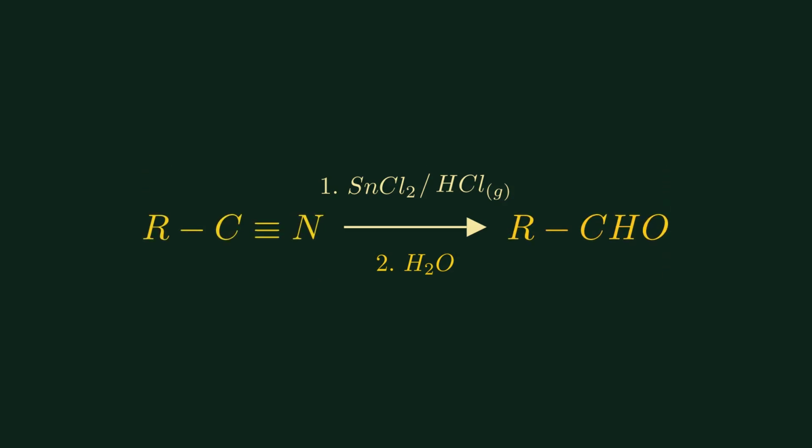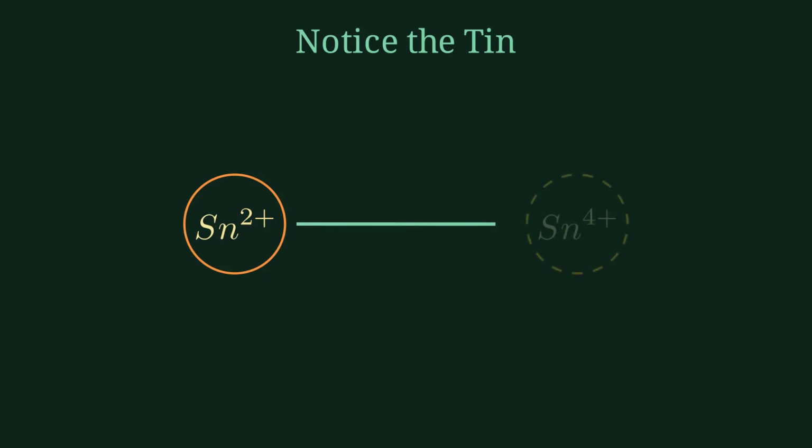Let's visualize the players involved. First, notice the tin. In this reaction, we use tin(II) chloride. Tin is sitting in the +2 oxidation state, but it really wants to be in the +4 state. This desire to lose electrons is what drives the entire process.